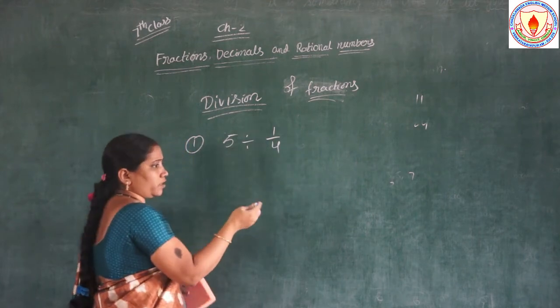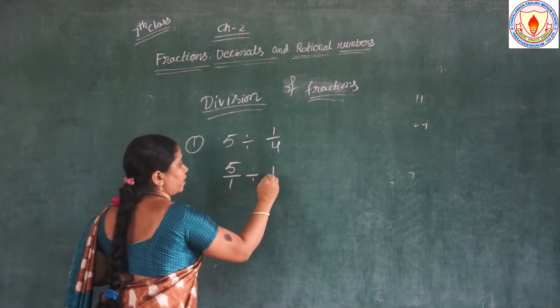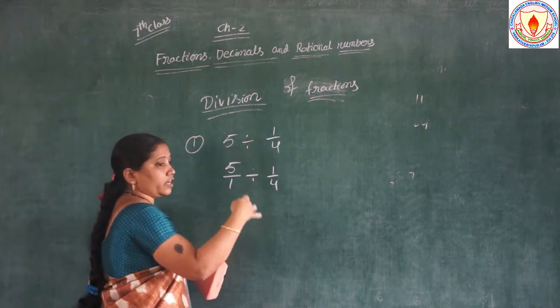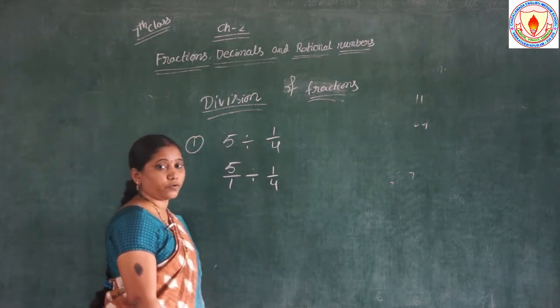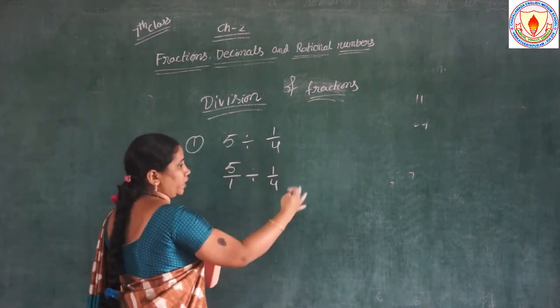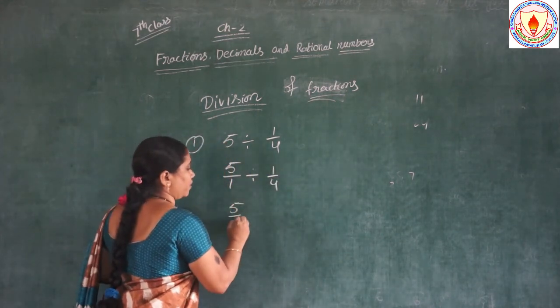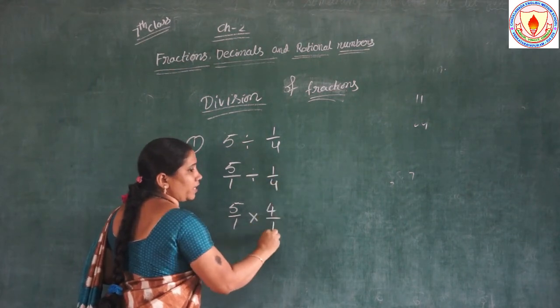We will do this also same as it is. 5 means 5 by 1 divided by 1 by 4. Now we have to convert into multiplication. Division is converted into multiplication by using the reciprocal. Reciprocal means the second fraction we will change into reverse. 5 by 1 into the reverse of 1 by 4, which is 4 by 1.